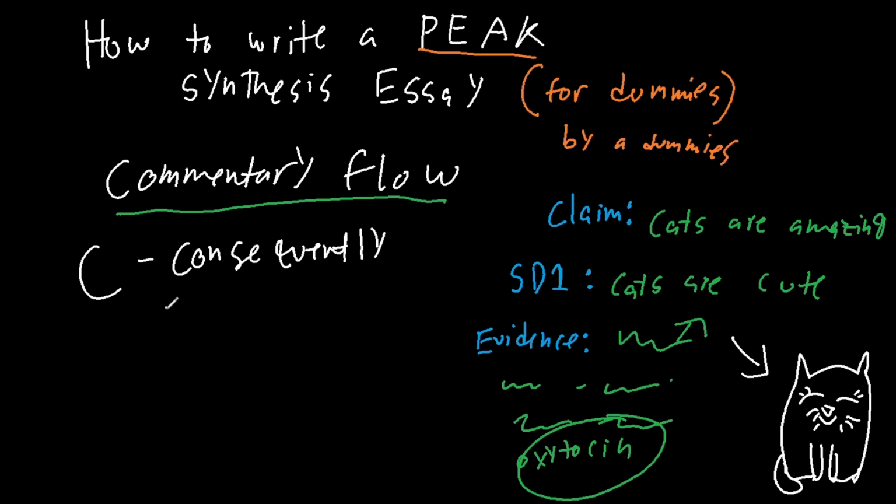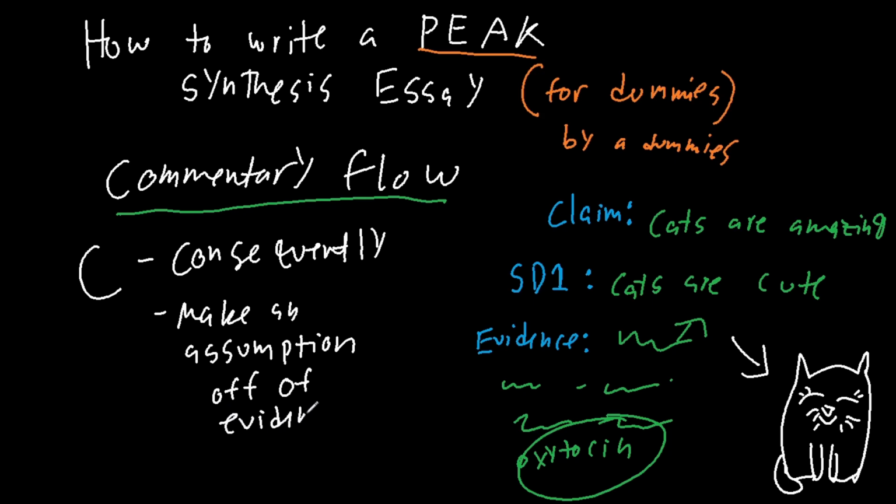So, consequences. In the consequently, you're going to make an assumption, right? So, make an assumption off the evidence, right? So this is where you're going to try to make an implication off the evidence, right? So you got your evidence and then your implication, right? Implication. So consequently is sort of like the consequences. What happens as a result of this? And how does that tie into our claim or what we're trying to write about?